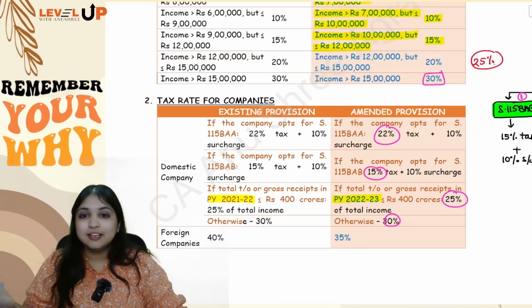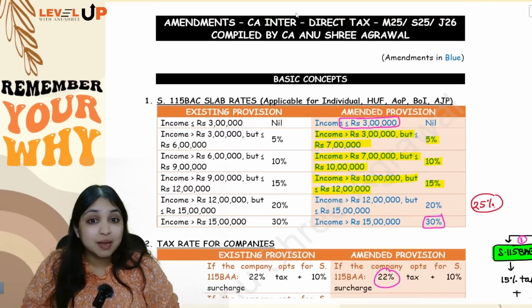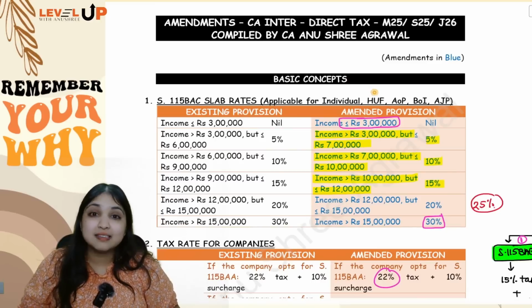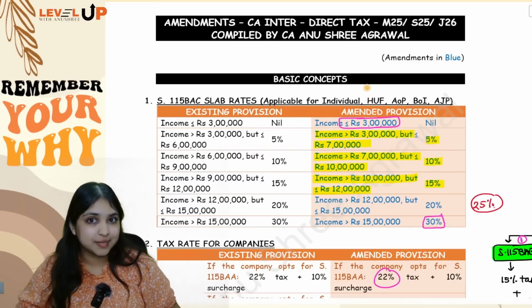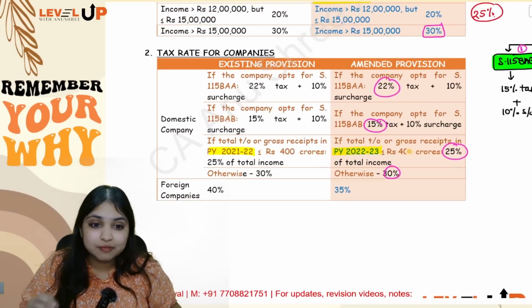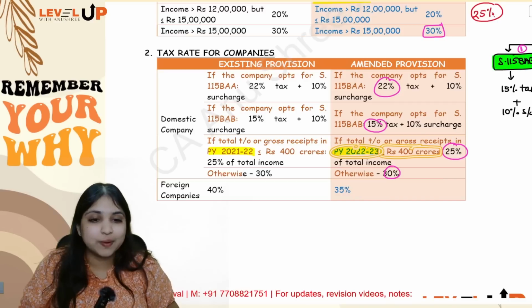Alright, that's all. So in your basic concepts chapter, you had totally 2 amendments guys. One amendment was a change in the slab rates in 115BAC, and the second was change in the tax rate of companies. In tax rate of companies, there are 2 changes. Change number 1, for which year are you going to check the turnover 400 crores limit? For 22-23.